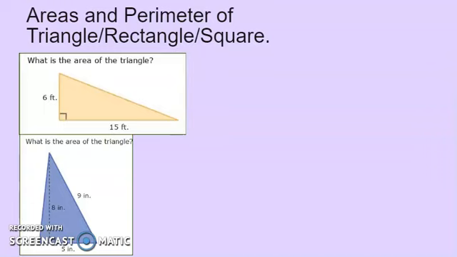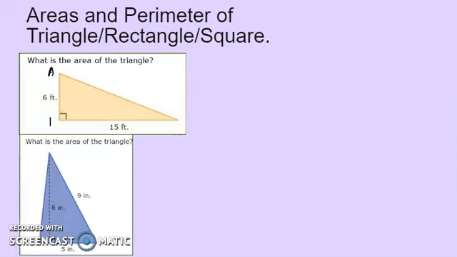So in this video we are going to discuss areas and perimeter of triangles, rectangles and squares. As you can see here, we have a triangle whose base is 15 feet and height is 6 feet, and it is a right angled triangle. Let me name it A, B and C.